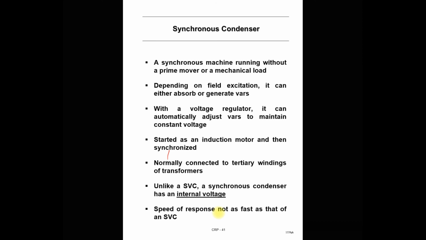The response provided by the synchronous condenser for voltage support is not as fast as the SVC. SVC is the static var compensation system, a FACTS device that we will discuss in the next lecture. The synchronous condenser and static var compensation are both active compensation for voltage control, whereas the series capacitor and shunt reactor are passive compensation devices.